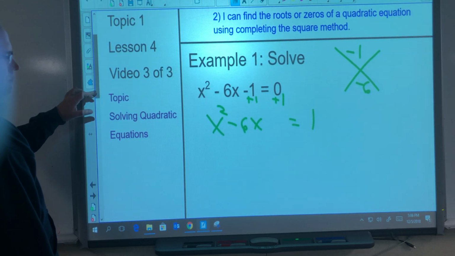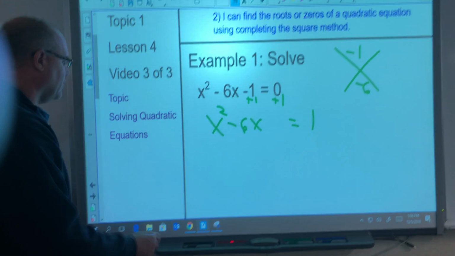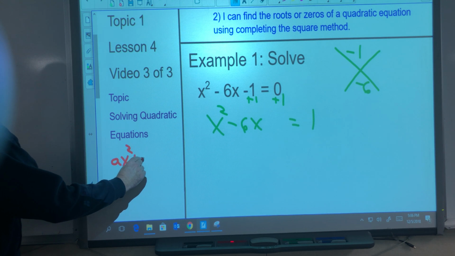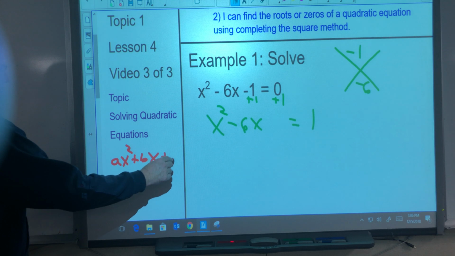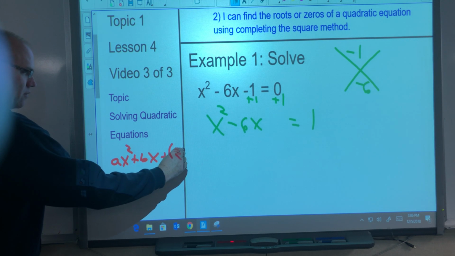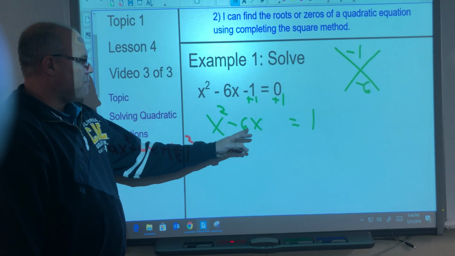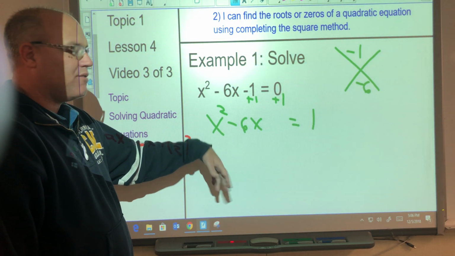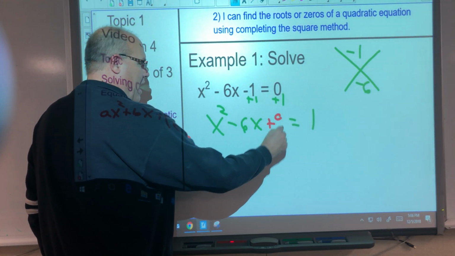All right, so to complete the square, we have ax squared plus bx. And to complete it, we learned in class that it's going to be the b value divided by 2, squared. So my b value is -6. Half of -6 is -3. -3 squared, -3 times -3, is positive 9.